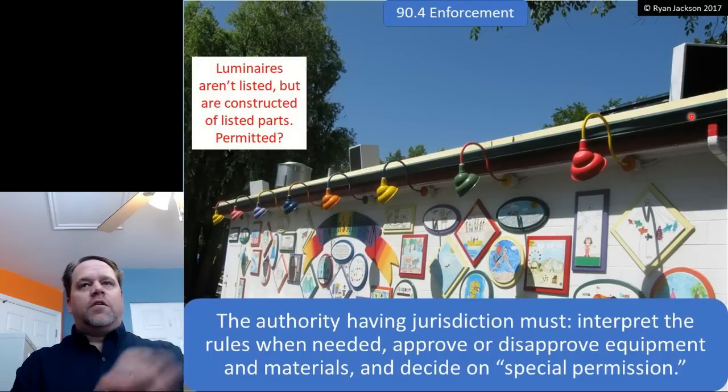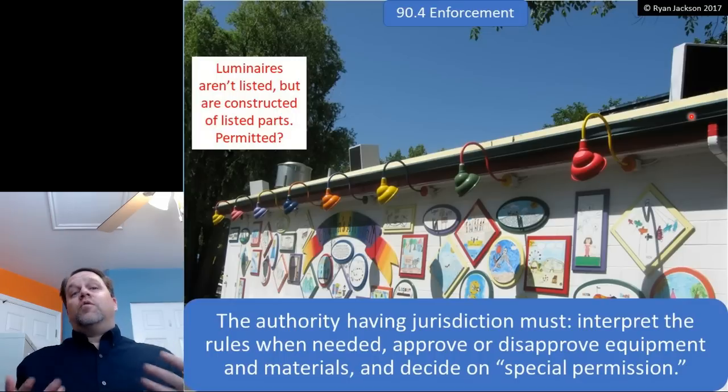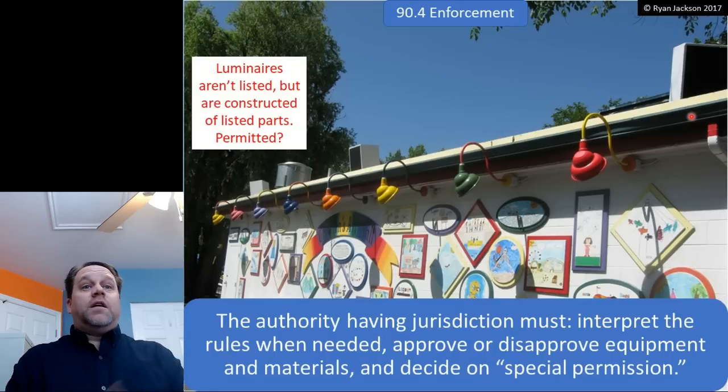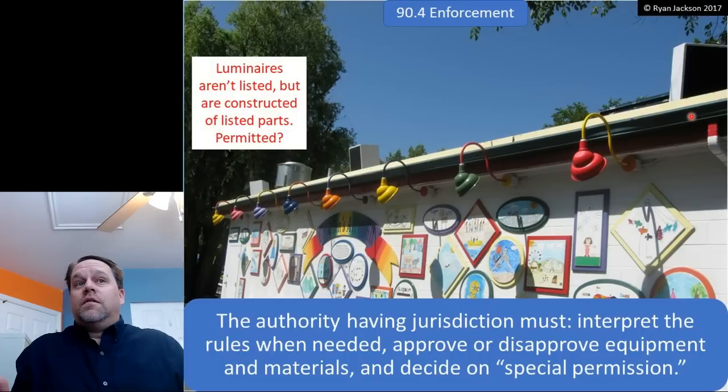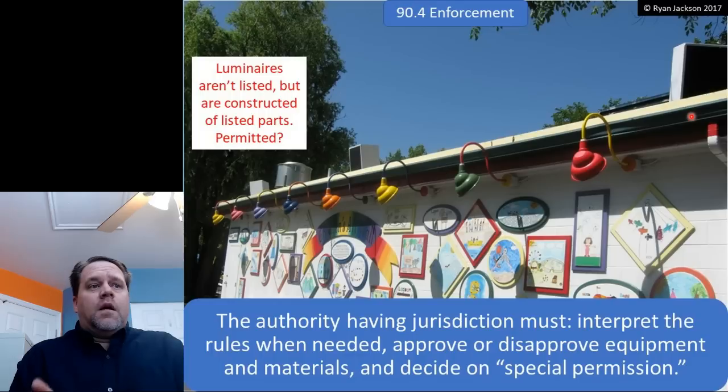But I added here in the slide, I added interpret the rules when needed. You know, some rules don't need to be interpreted. When the code says secure your conduit within 10 feet, well, that means 10 feet. Not 5 feet, not 6 feet, not 15, 10 feet. You know, so there are things that do not need to be interpreted. There are things that do need to be interpreted, however.